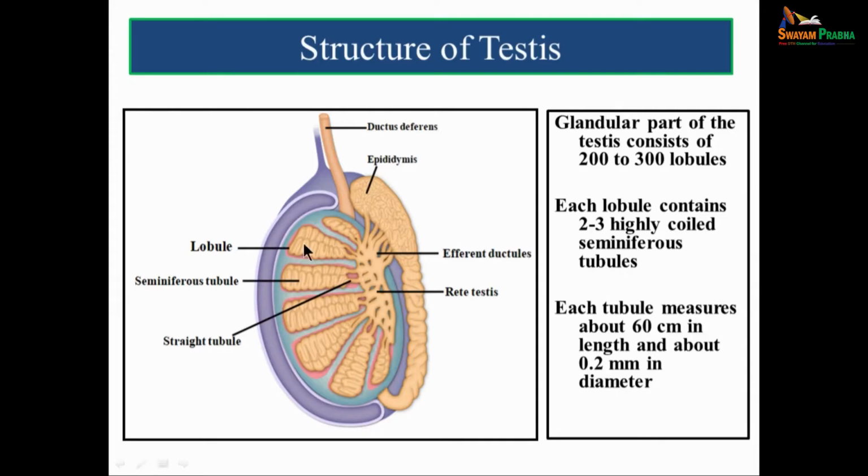Now this is a key picture which I want you to draw for describing the coverings as well as the structure. The glandular part of the testis consists of about 200 to 300 lobules. Each lobule will contain 2 to 3 highly coiled seminiferous tubules, and each tubule measures about 60 centimeters in length and about 0.2 millimeters in diameter.